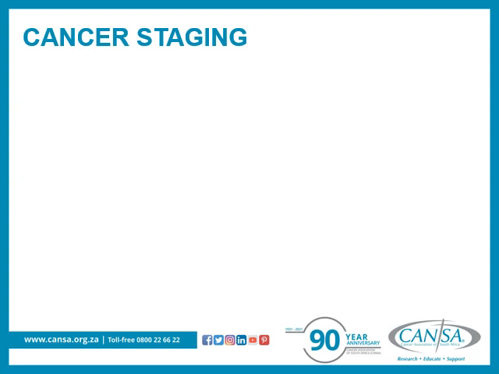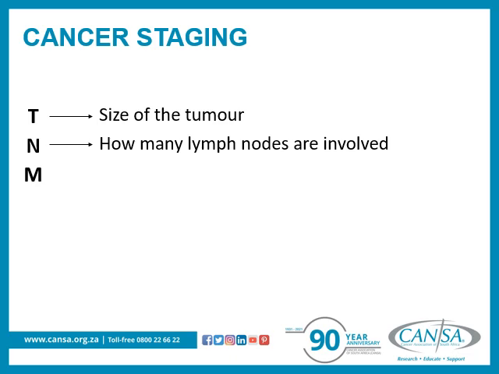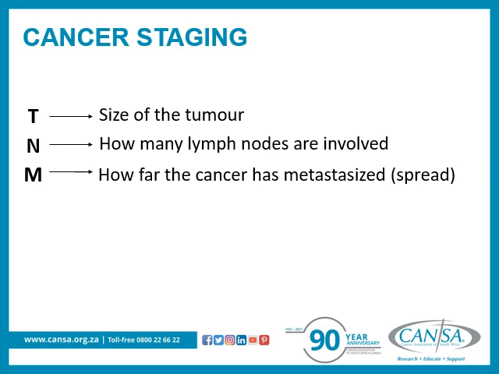A second way of staging cancer is the TNM system, which is often used for breast cancer. In this system, T refers to the size of the tumor, N refers to whether the cancer has spread to the lymph nodes, and if so, how many. M refers to whether the cancer has metastasized or spread to other organs, and if so, how many. In this system, each letter will be allocated a number, for example, T3, N2, M0. The higher the number, the more advanced the cancer.